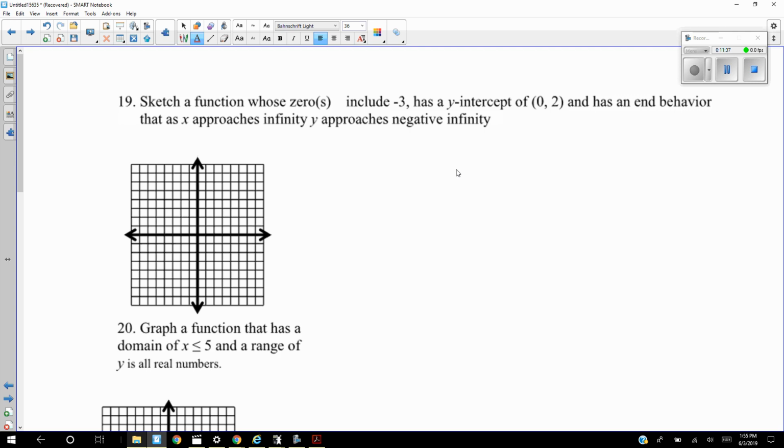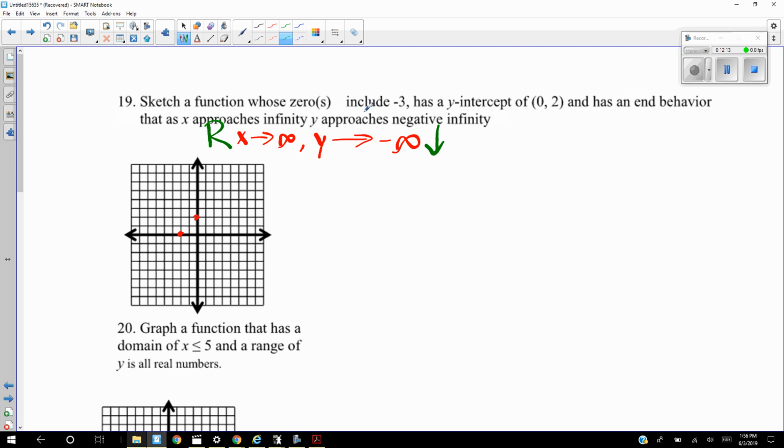A lot of different correct answers on 19. You're sketching a function with a 0 at -3, a y-intercept of 0, 2, and it has an end behavior as x approaches infinity, y approaches negative infinity. So that means this is the right end. The right end is going to be going down forever. The rest of the graph can look however we like it to.